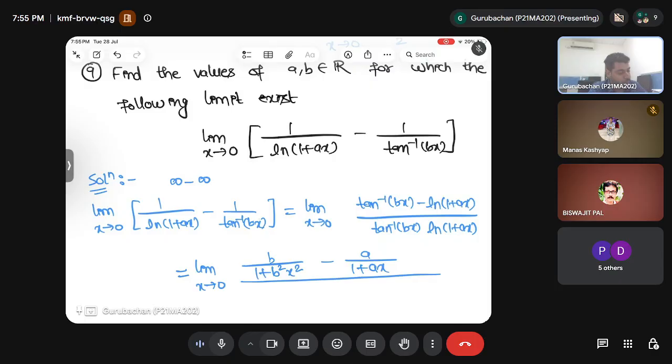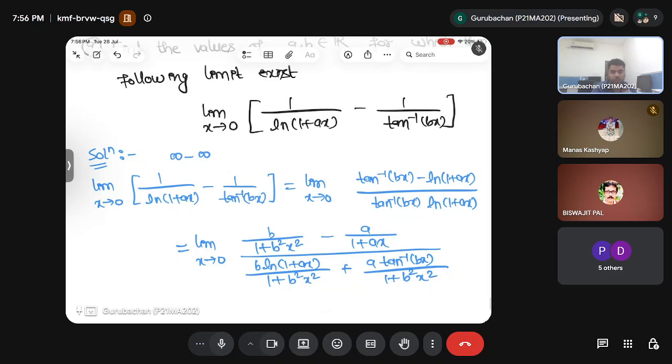What will be the denominator? b times ln 1 plus ax divided by 1 plus b square x square, and with positive sign this will be a tan inverse bx divided by 1 plus b square x square. Now tell me, if you substitute x equal to 0, will it still be in any indeterminate form?